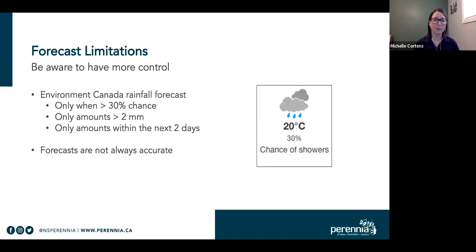The other thing I want to point out about the forecast is that everybody knows there are limitations to it, so just be aware of that so that you have more control over this model. Environment Canada's rainfall forecast only happens when there's a greater than 30% chance of rain, only when amounts are greater than 2 millimeters, and only for amounts within the next 2 days. So we're only getting a 2-day rainfall forecast with specific rainfall volumes. If you see in, say, the Weather Network forecast that 4 days from now we're going to get rain, you could put that into the model yourself, because Environment Canada is not yet making that prediction. Forecasts are not always accurate, which is why we've made this model interactive and editable, so that you have the power to work with it.